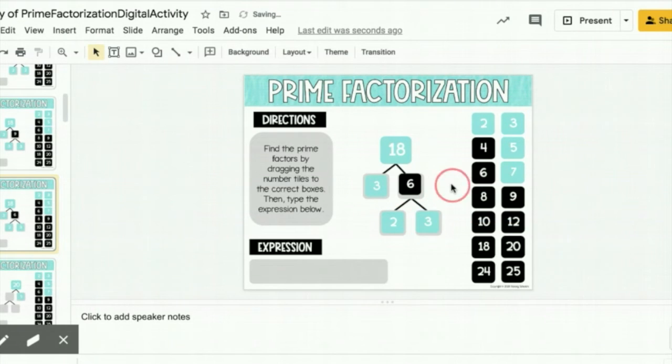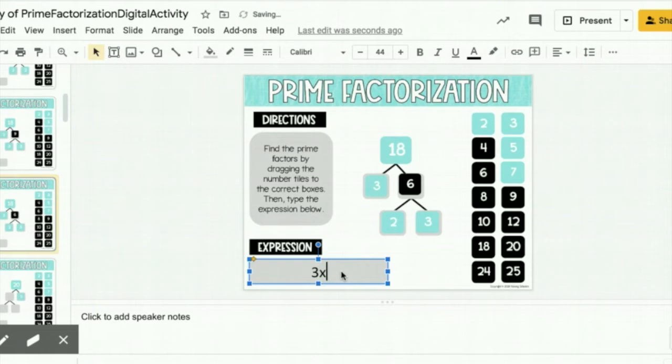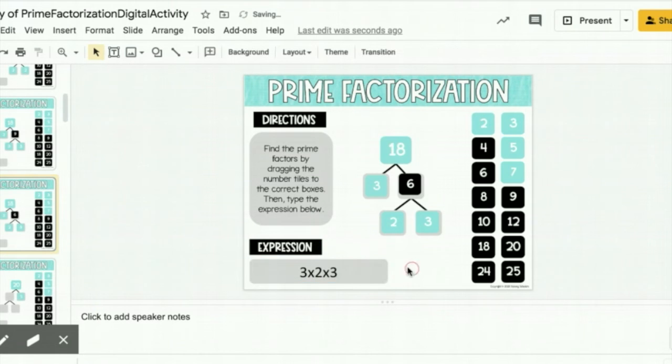And now I'm left with only prime numbers. So I have 3, 2, and 3. So I have 3 times 2 times 3 as my answer. 3 times 2 is 6, times 3 is 18. So even though we said 3 times 2 times 3, and our other one was 2 times 3 times 3, it's still the exact same thing. The main thing with multiplication, because you can flip-flop numbers in multiplication problems and still end up with the same answer, is that we have the same number of 2's and 3's in our problem for it to be equivalent.